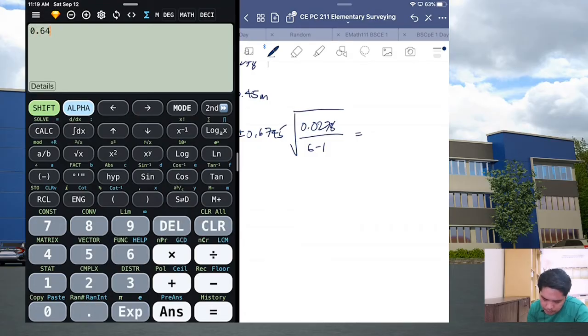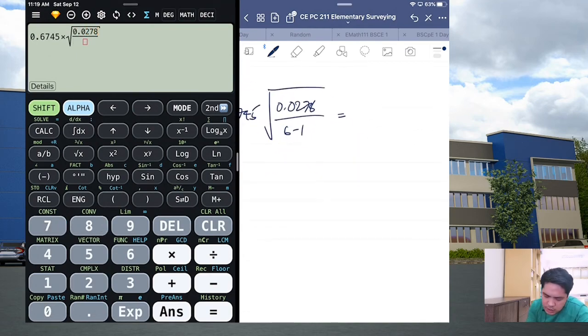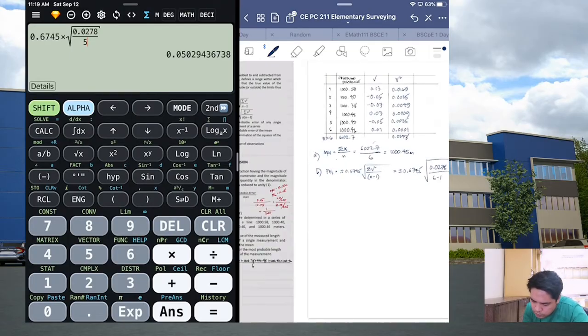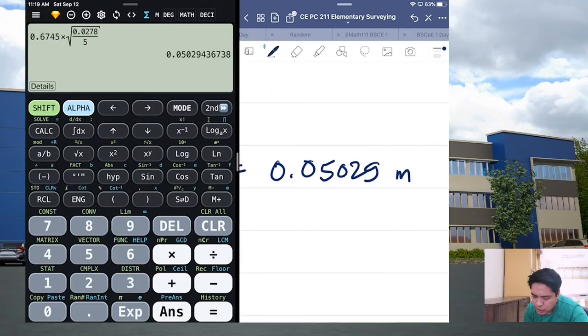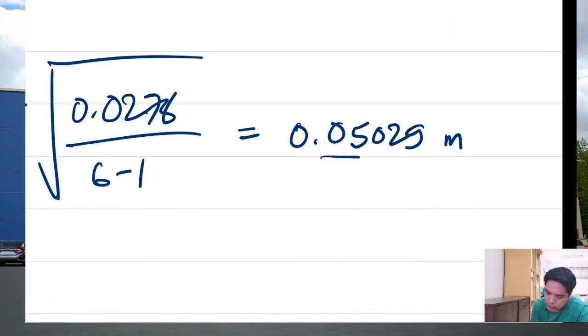0.6745 times the square root of 0.0278, tama ba? 278 over 5. Ayan. So the answer is 0.05029. And this is in meters. So up to centimeter yung gamitin natin, so that will be up to here.